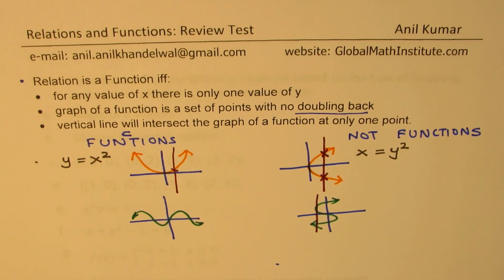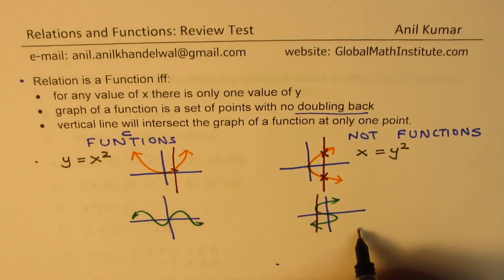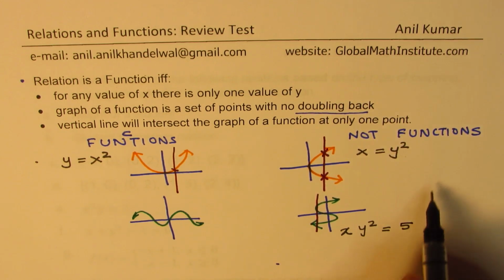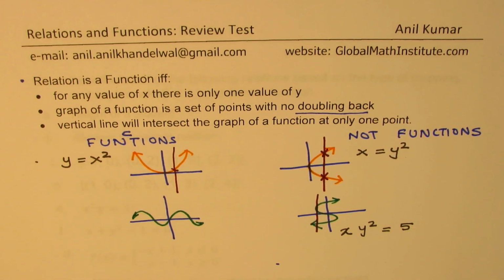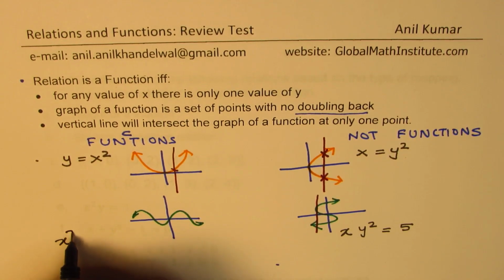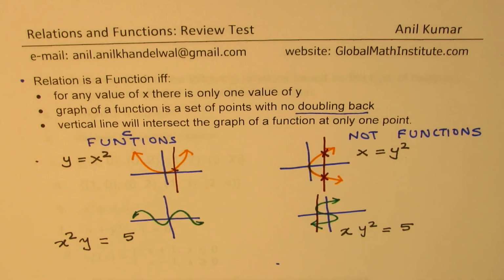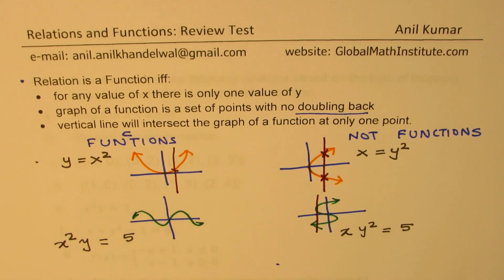So, I hope you have understood the very basic concept. In short, if you find anywhere in the equation something like y squared, then it is not a function, right? So even if I write x equals y squared is equal to 5, it is not a function. But if in our equation we have x squared, right? So if we have x squared y equals something, then it will be a function. Does it make sense to you? With this knowledge, let us take a few test questions.